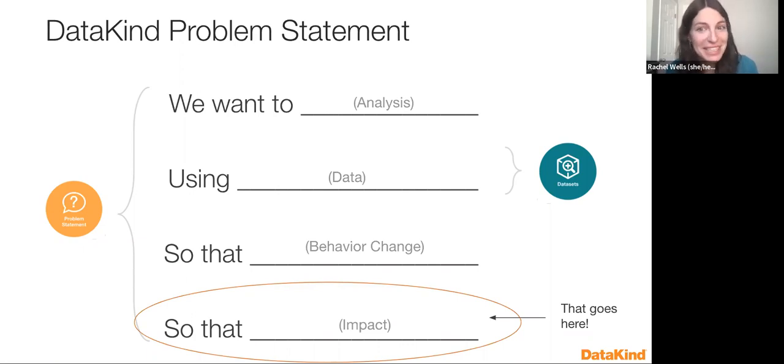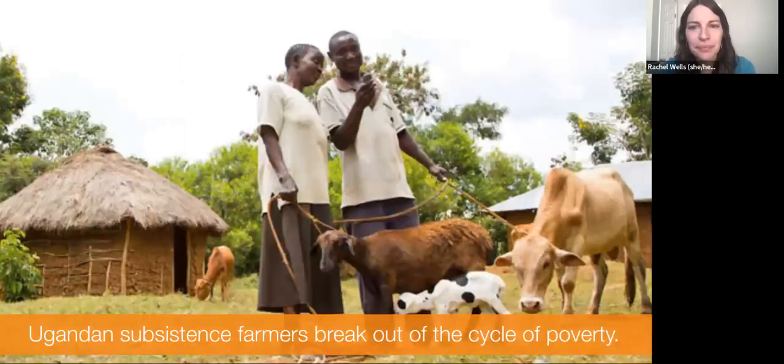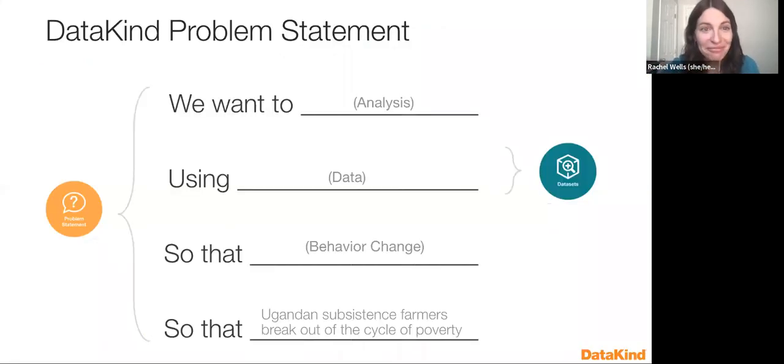This is maybe the easiest part for you, since you probably already know what you're trying to achieve, but I'll share an example that we'll go back to throughout the webinar. So you might be trying to address poverty through a financial inclusion program for rural farmers. And so therefore, the impact you are interested in making is that subsistence farmers break out of the cycle of poverty. Great job. You just filled in our first blank. So that Ugandan subsistence farmers break out of the cycle of poverty.